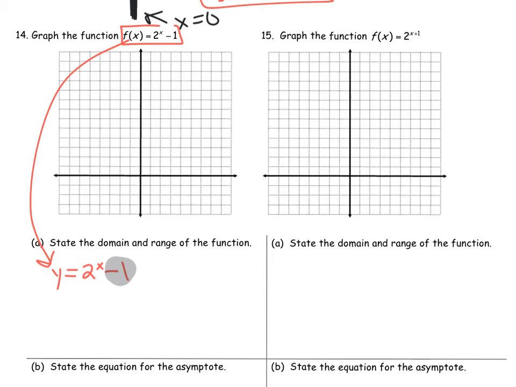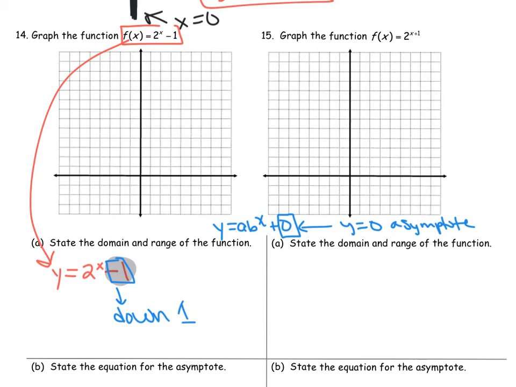If you guys think about our transformations when we were shifting things, there are no parentheses here. So how is this thing being shifted? It's moving down 1. So I want you guys to think back to what I said. When we have y equals ab to the x, it's really y equals ab to the x plus 0, because this is always going to be my horizontal asymptote. So there's your asymptote. So in this situation, if I have y equals 2 to the x minus 1, what do you think your asymptote's going to be here now?